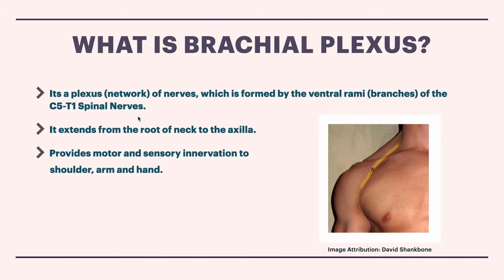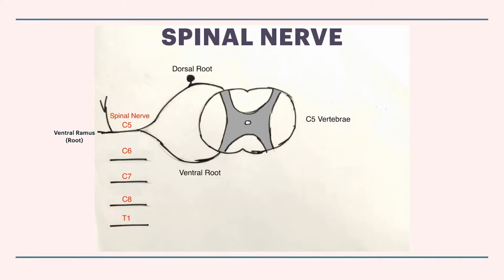So what are spinal nerves? Let's have a look. What we see here is a cross section of the spinal cord. Dorsally, we have the dorsal gray horn. Ventrally, we have the ventral gray horn. From the dorsal gray horn arises the dorsal root of the spinal nerve. From the ventral gray horn arises the ventral root of the spinal nerve. Now both the roots join together and form the spinal nerve.